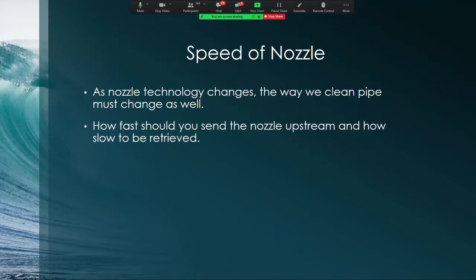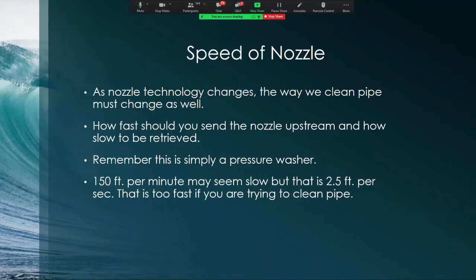What's the correct speed for the nozzle to travel in the pipe, both on the upstream or going out mode, as well as the retrieval or coming back towards the truck mode? What is the best way? If you think about this and put this whole thing into the most simplest common denominator, that jetter, whether it's a small pressure washer or it's a $500,000 truck, is a pressure washer. It is nothing more than a huge pressure washer with a 1-inch hose and ability to make a whole bunch of a mess.